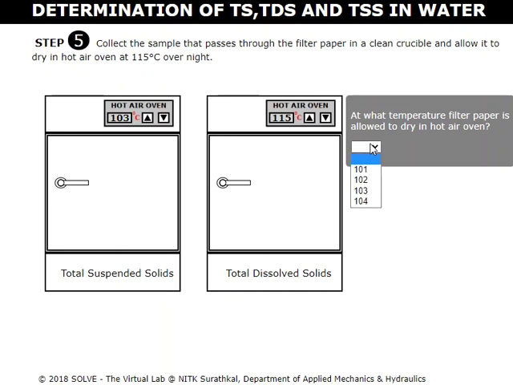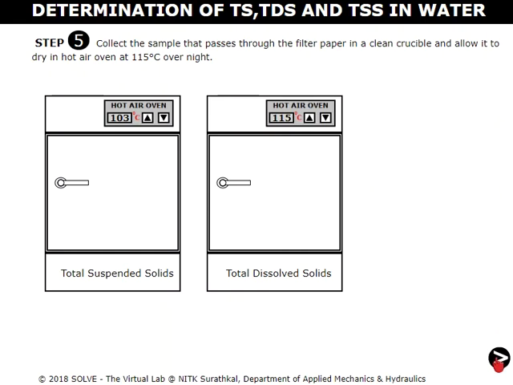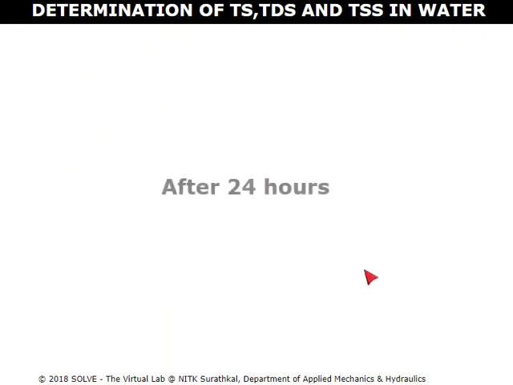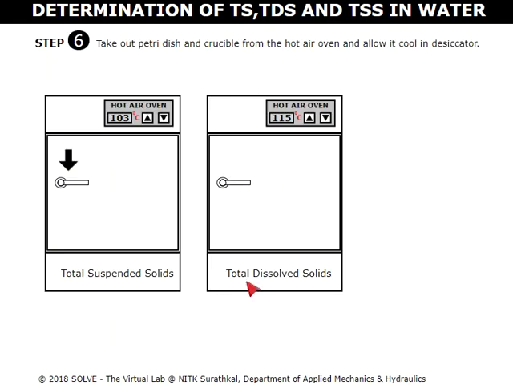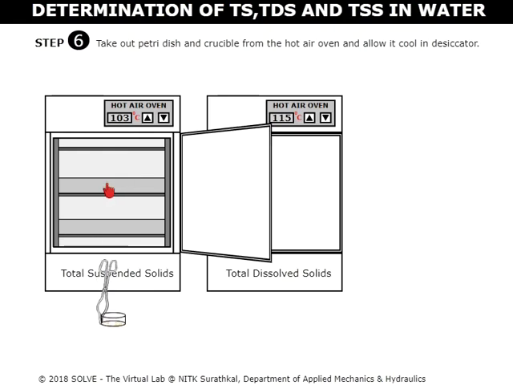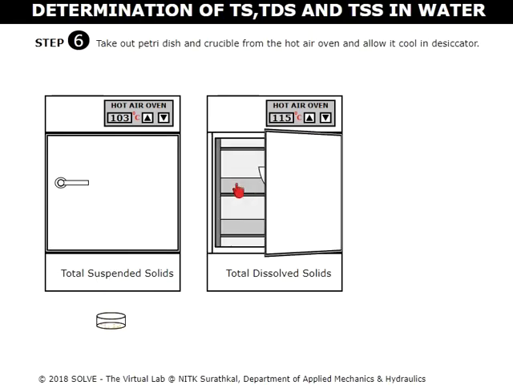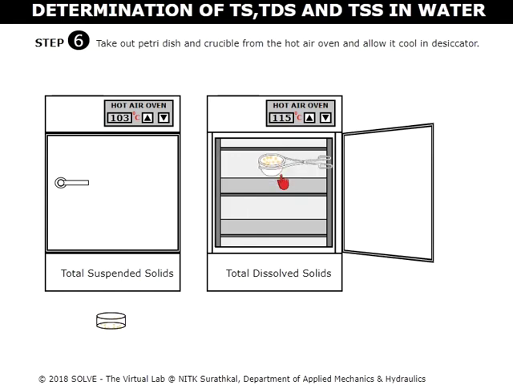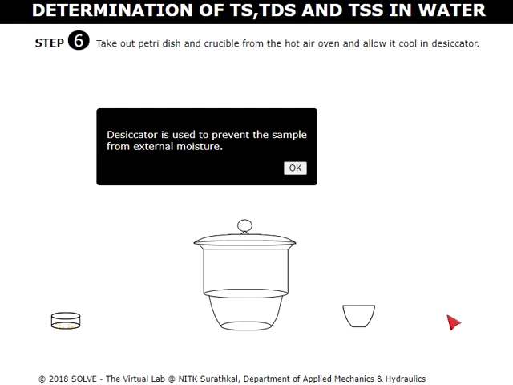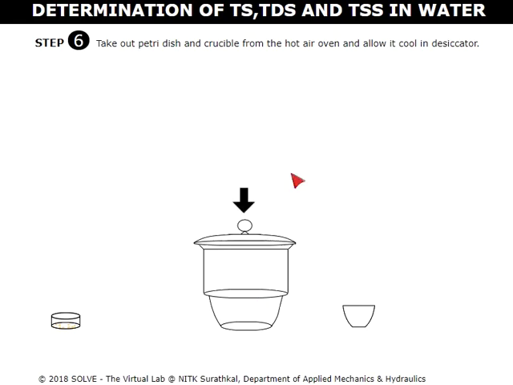Select the correct answer in the pop-up question to proceed to the next step. Let this sit in the oven for 24 hours. After 24 hours, remove the petri dish from the oven, close the door, open the door to remove the crucible from the oven. Click here to close the door. Go through the information that appears here carefully and click on OK.